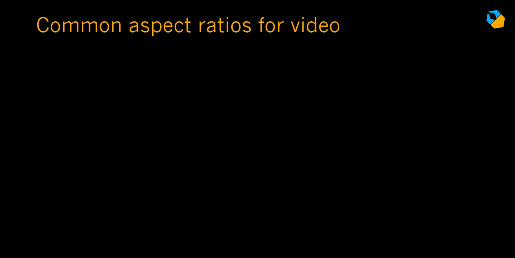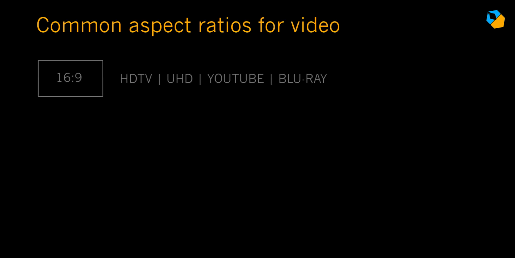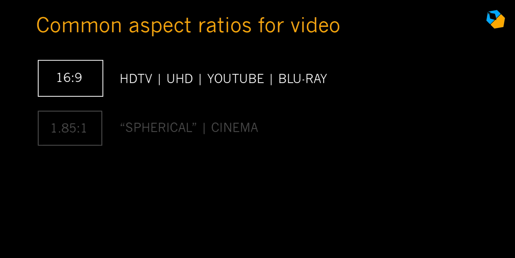So what are the common aspect ratios? They're 16 by 9. This is the aspect ratio for high definition and ultra high definition TV. The standard YouTube box is also fixed to this aspect ratio. For cinema, they have two standards of their own. There's 1.85 is to 1. It's not easy to remember, I know. Let's just call it the spherical format for now. And don't worry about the name.